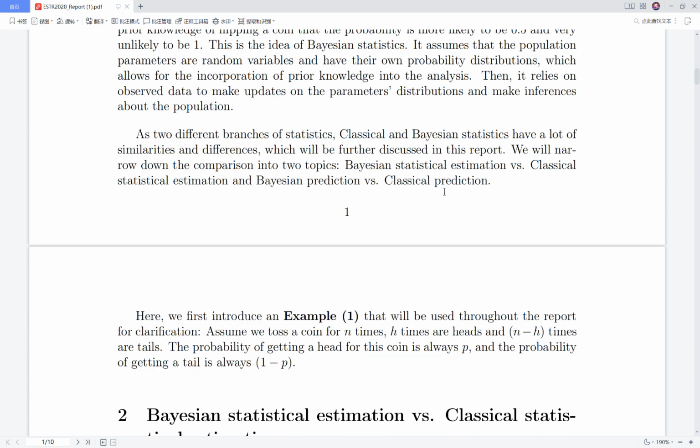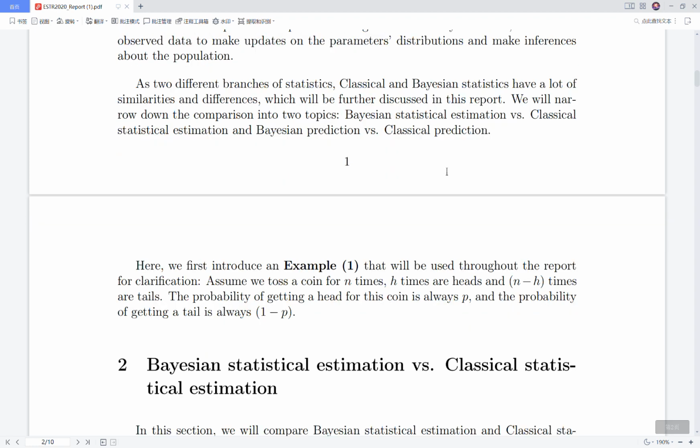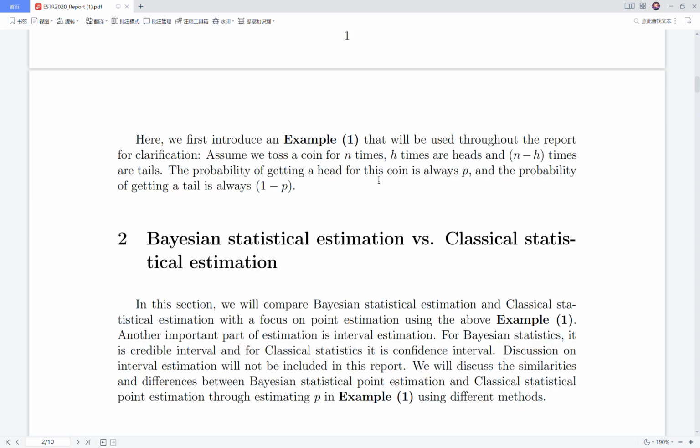As two different branches of statistics, classical and Bayesian have a lot of similarities and differences, which we will discuss further below. This report mainly contains two parts. One of them is Bayesian and classical estimation, and the other is Bayesian and classical prediction. We also introduce an example, Example 1, which will be used throughout the report: we toss a coin n times, and we get h heads. P is the probability of getting a head.